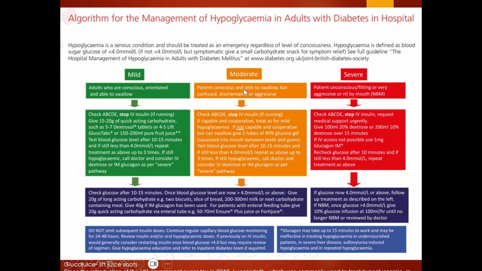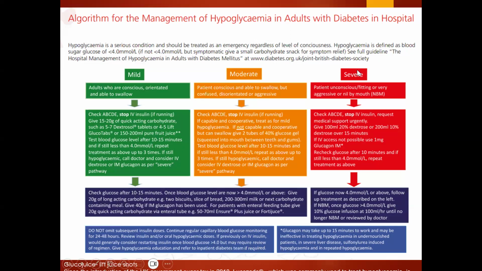What about if the patient was conscious and able to swallow but confused, disoriented, and aggressive? In this case, again check ABCDE, stop IV infusion. If capable and cooperative, treat as for mild hypoglycemia. If not capable and cooperative, but can swallow, give 2 tubes of 40% glucose gel, squeezed into the mouth between the teeth and the gums. Test blood glucose level after 10 to 15 minutes, and if still less than 4 millimole, repeat as above up to 3 times. If still hypoglycemic, move on to considering IV dextrose or IM glucagon as per the severe pathway. Again, as regards stabilization with a long-acting carbohydrate, the same principle applies as we mentioned for the mild pathway.